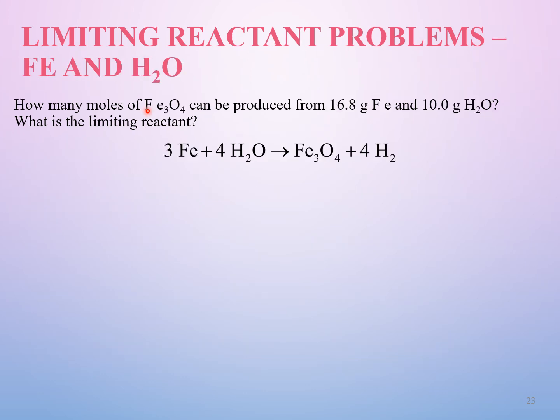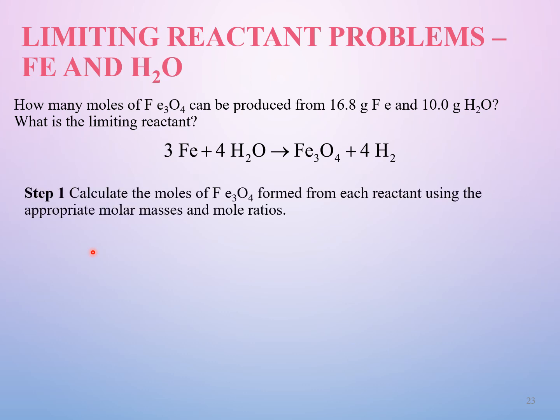Next question, how many moles of Fe3O4 can be produced from 16.8 grams of Fe and 10 grams of water? So you have grams of each one, so it's really going to be hard to tell just by looking. You'll have to convert grams of iron to moles of iron and then do the mole-to-mole ratio from Fe to Fe3O4. Then you can get the potential moles of Fe3O4 from this one. And then you do the same with water, based on 10 grams of water. Turn it to moles of water, 4 moles of water to 1 mole of Fe3O4. Get the moles right here, and then you can tell who's the limiting. The limiting is the one that makes the least amount of product.